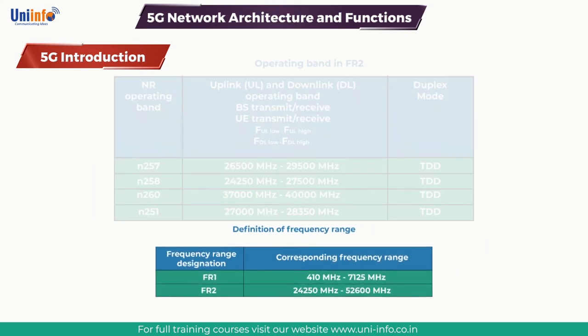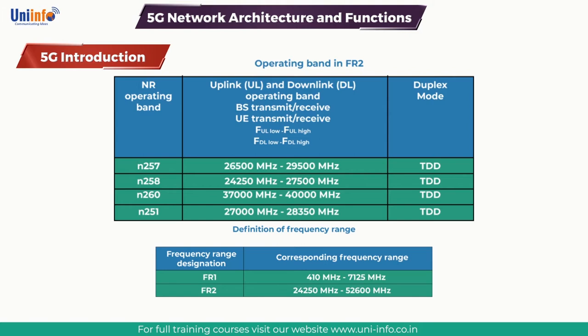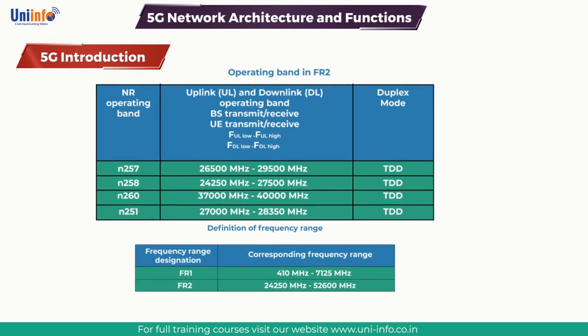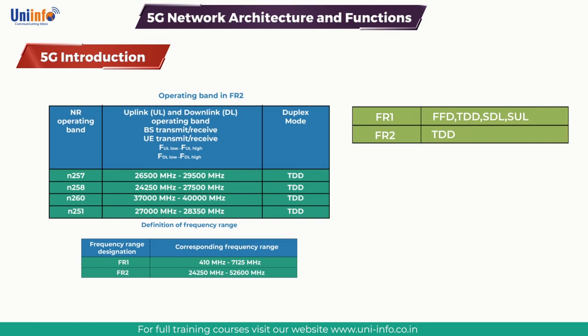Frequency range 1 supports channel bandwidths from 5 to 100 MHz, whereas frequency range 2 supports channel bandwidths from 50 to 400 MHz. Frequency range 1 includes operating bands which support frequency division duplexing, time division duplexing, supplemental downlink, and supplemental uplink, whereas frequency range 2 supports only TDD. 3GPP has specified mechanisms to allow dynamic changes to the uplink and downlink transmission pattern used by TDD.